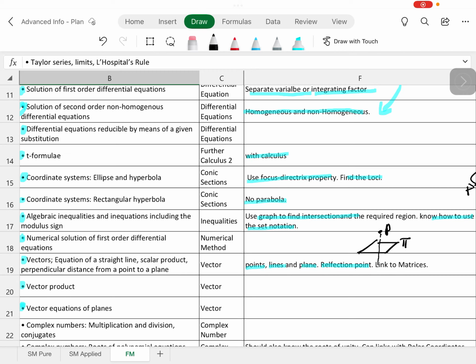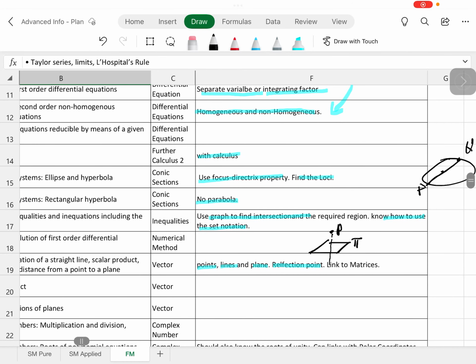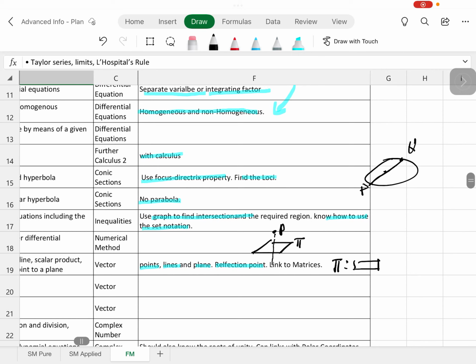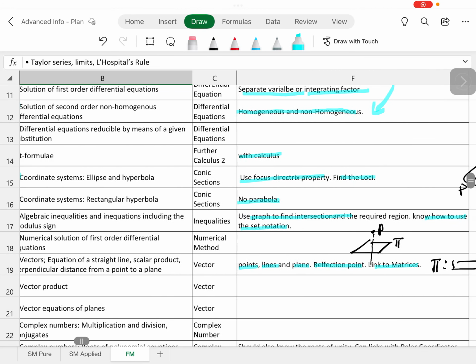So that's that. It can link to matrices, which I mentioned before. If I give you the equation of pi as something, and I say, now transform it with the transformation matrix, let's say T equals something, would you be able to find the equation of pi after the transformation? So you need to know this.